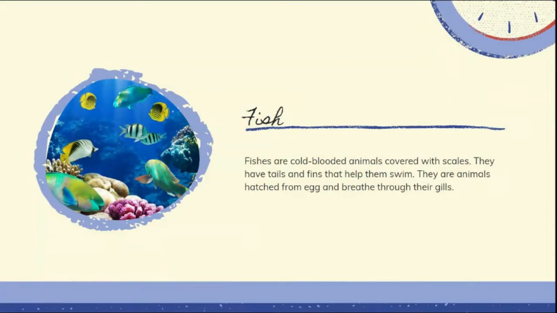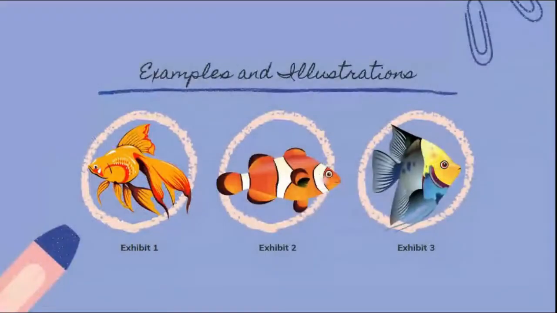For our second group, they are called the fish or fishes, and they are cold-blooded animals. And they live in water and have fins for swimming and gills for breathing. They have tails and fins that help them swim, and they are animals hatched from eggs and breathe through their gills, as I said. There are many kinds of fish, including salmon, goldfish, tuna, and shark. So here are some examples. These are your goldfish and your clownfish.